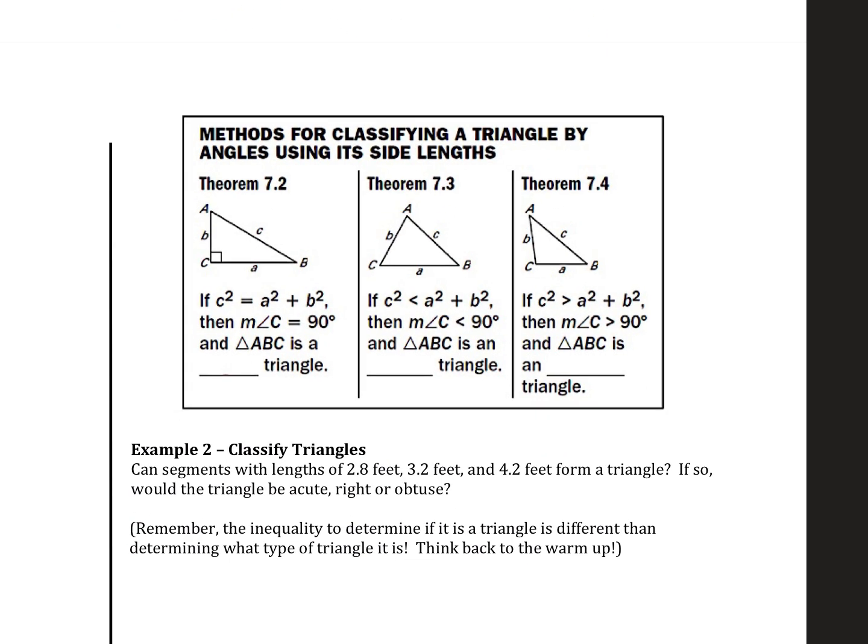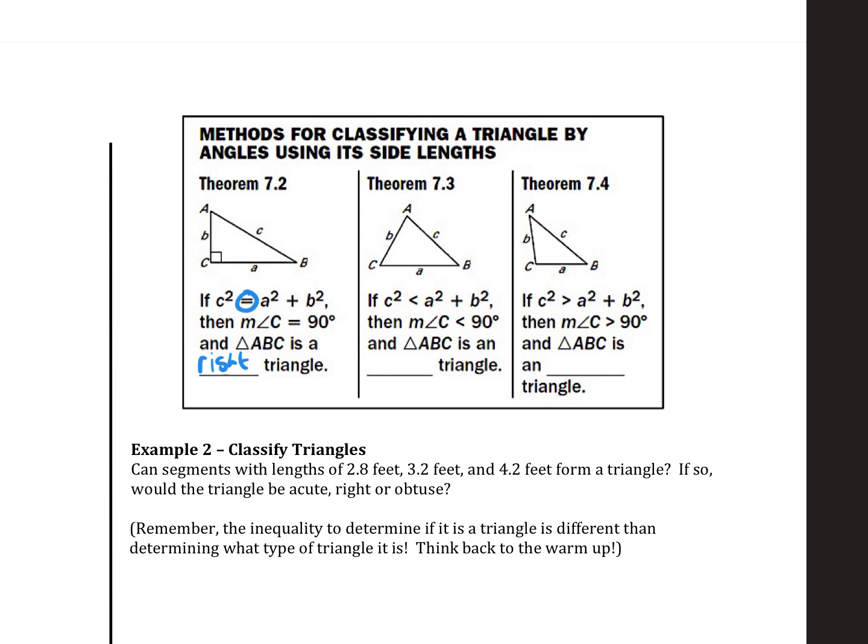So let's talk about what happens if we get weird results: classifying our triangle by angles using its side lengths. So here's the thing. If c squared is equal to a squared plus b squared, that's going to be a right triangle.